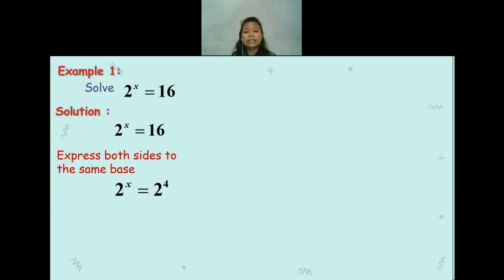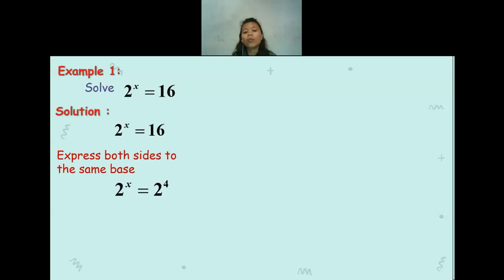If you get confused about 16 being 2 to the power of how many, you can use a factor tree. And for the factor tree, you will find that you have 4 numbers of 2.